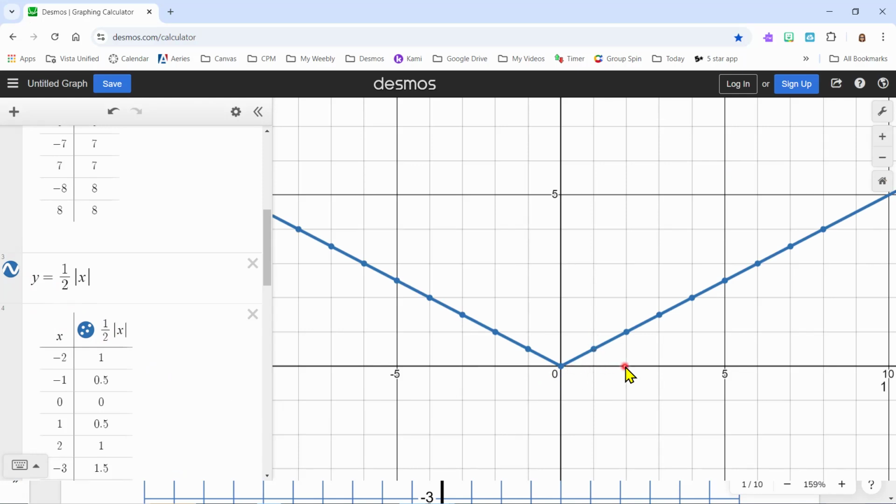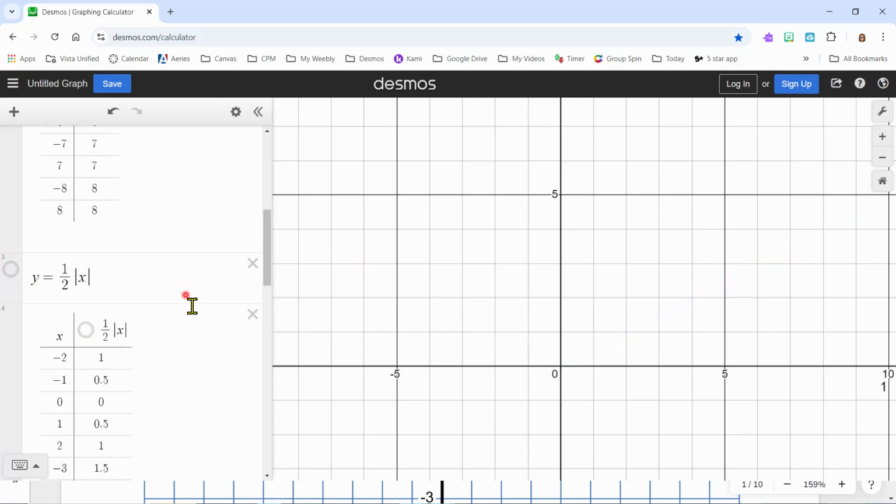When I go out to 2, the absolute value of 2 is 2. So I should have gone up to 2. But again, I'm going to go half as high, and half of 2 is 1. One more. When I go out to 3, the absolute value of 3 is 3, but I'm going to go half of 3, which is 1.5. So I can sit here and take half of each of these values, but what you'll notice is, since this is linear, my stretch of 1/2 is really going to be like my slope. So I'm going to be going up 1, out 2, up 1, out 2, in both directions.